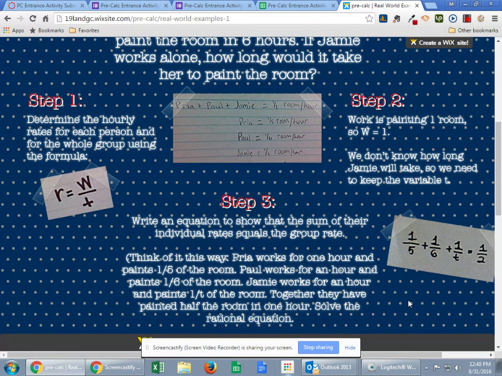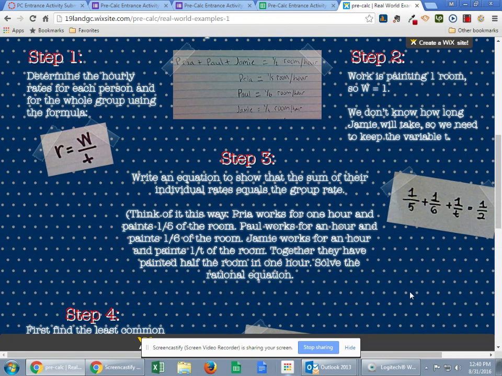Think of it this way. Priya works for 1 hour and paints 1/5 of the room. Paul works for an hour and paints 1/6 of the room. Jamie works for an hour and paints 1/t of the room. Together they have painted half the room in 1 hour. Solve the rational equation.